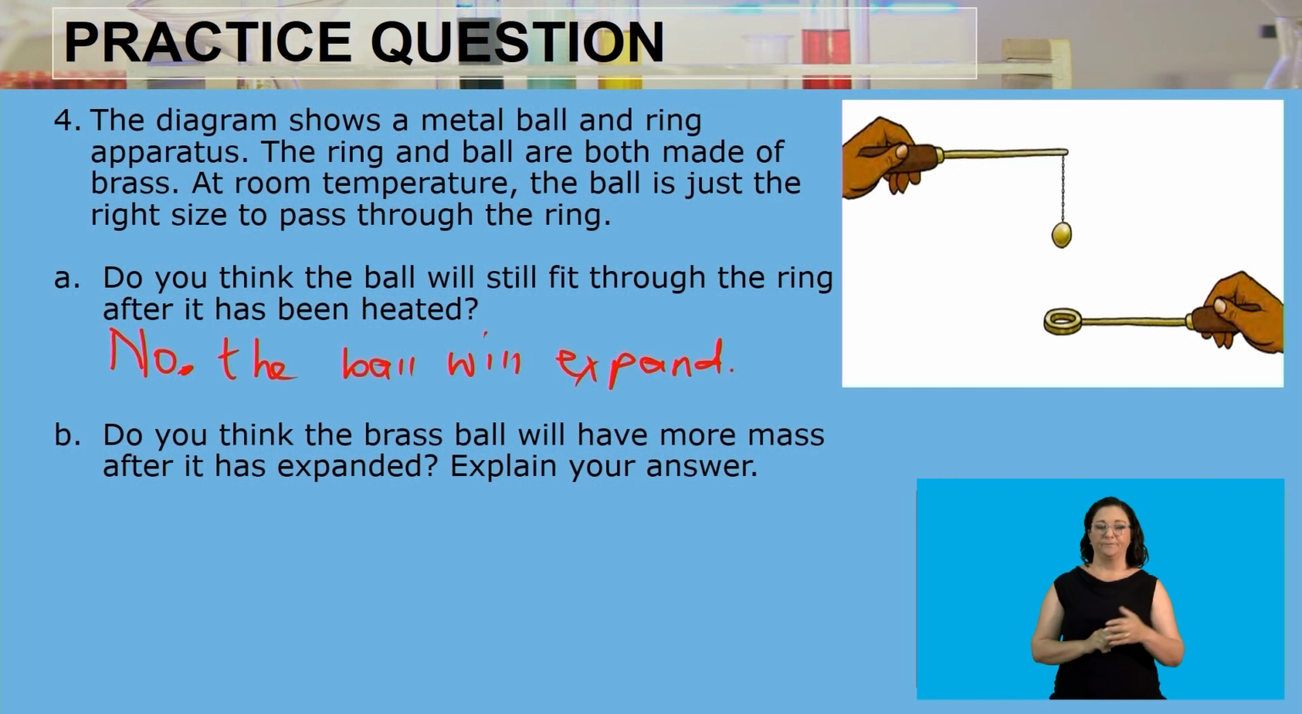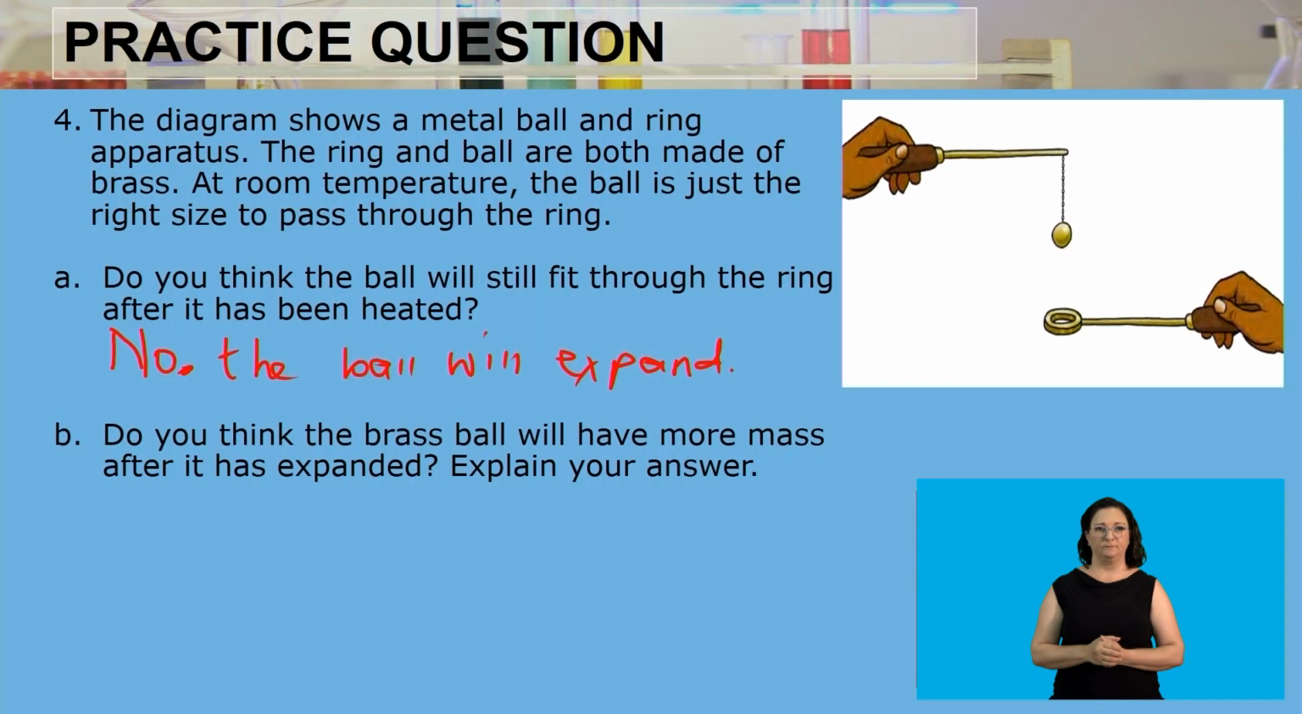So question B says, do you think the brass ball will have more mass after it has expanded? Explain your answer. Remember, once we increase the temperature, the spaces between the particles that are making up that brass ball are going to increase. But the number of particles making up that brass ball will remain the same. So that means the mass of the brass ball will remain the same, just slightly increased in terms of the spaces between the particles. So the mass will remain the same because the mass is an intrinsic property.